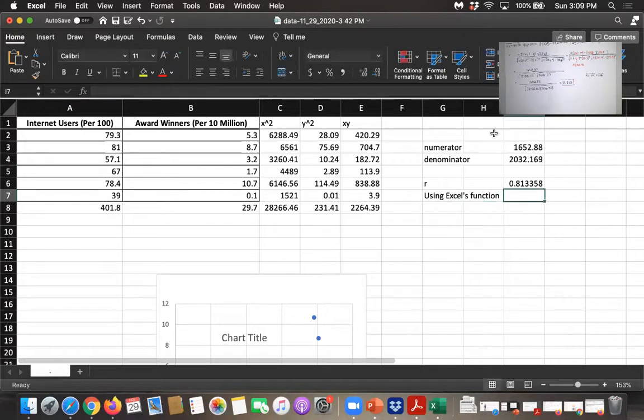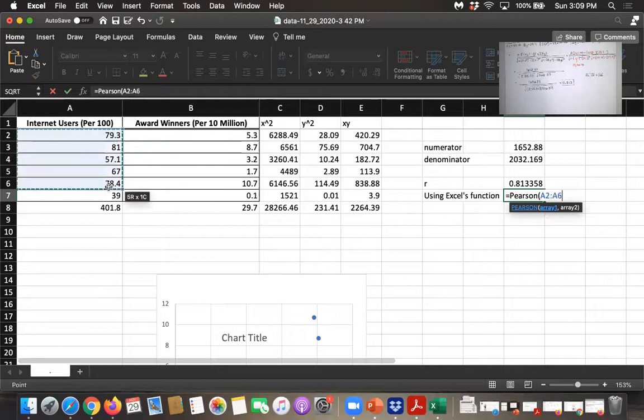That's great. And then using Excel's built-in function, let's calculate R this way. We type equals Pearson, open parentheses, and it's asking you for an array for that group of X values and an array for the group of Y values. An array is just another name for a vector, or just a list of numbers.